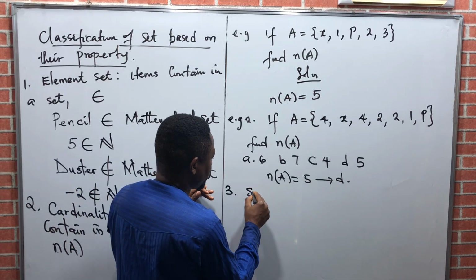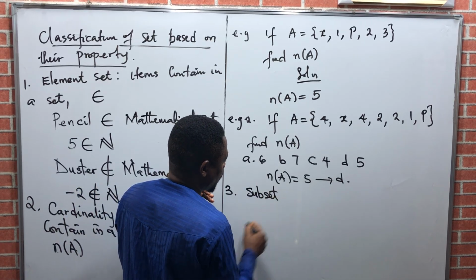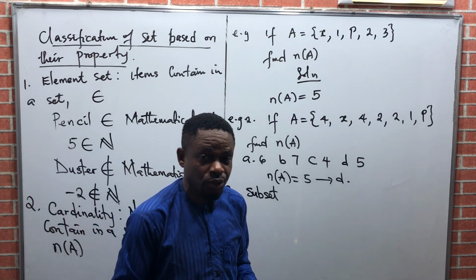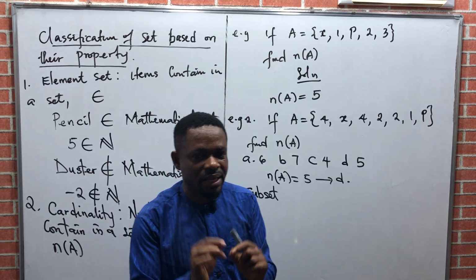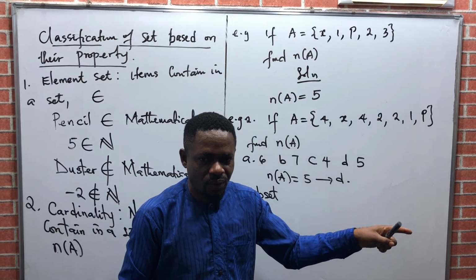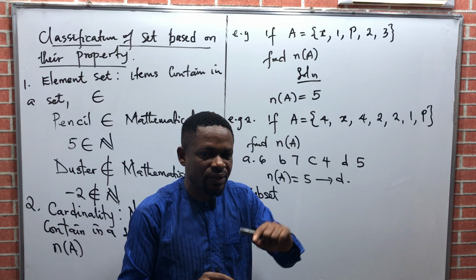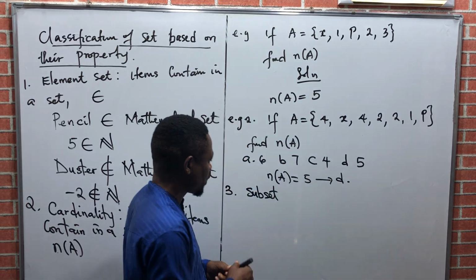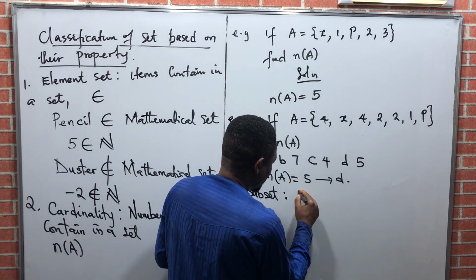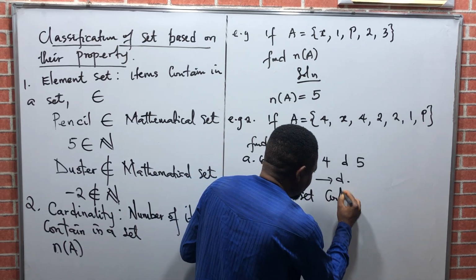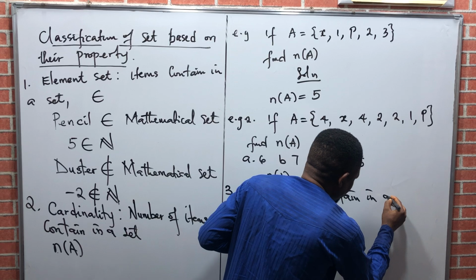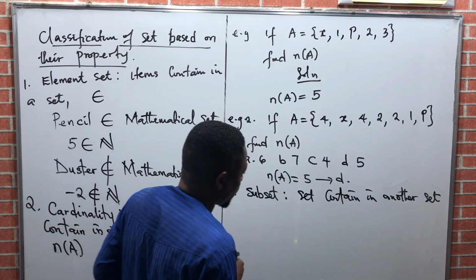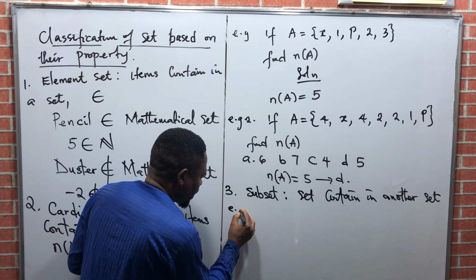Now, let us move to what we call the third classification. Sets can be classified based on their subset. Now, what is the meaning of the word subset? I want you to watch. A subset is a set contained in another set. Any set that is found in another set or contained in another set is called a subset. I said it is a set contained in another set. That is called a subset.